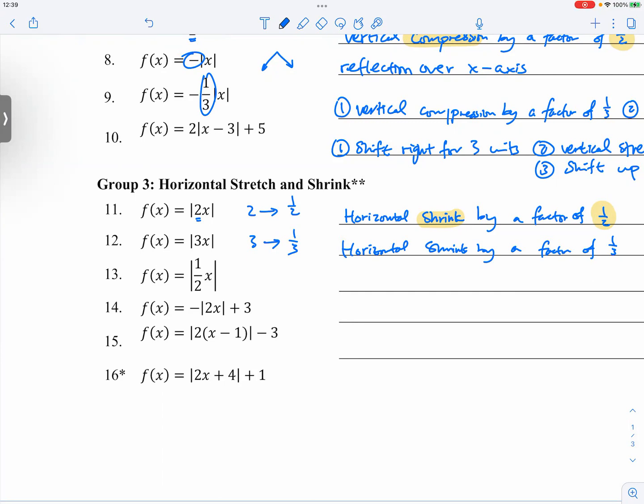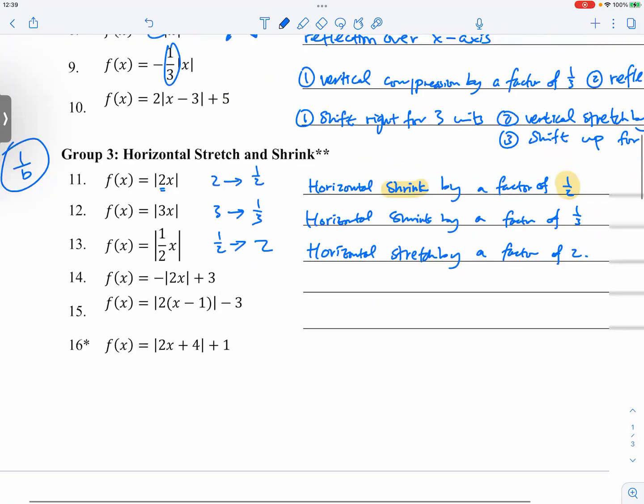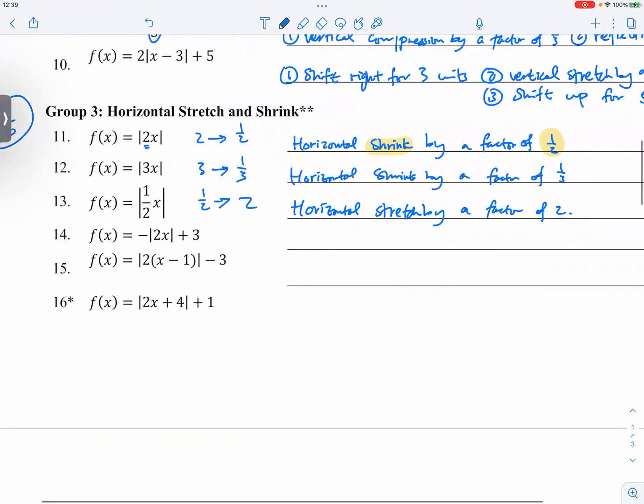If you need to give yourself a little reminder, always remind yourself that when you have B, it's always going to be 1/B when we actually put the number in use. So if you have 1/2, that becomes 2. So if it's a 2, then it's a stretch by a factor of 2. Hoping that you get to see a little pattern. So we've got a couple of things going on right here.